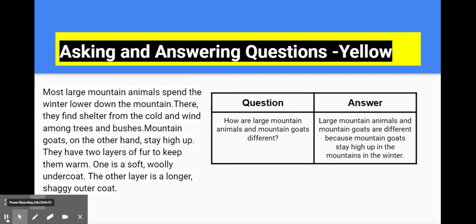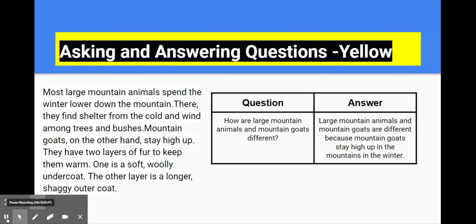Let's read our text. Most large mountain animals spend the winter lower down the mountain. There they find shelter from the cold and wind among trees and bushes. Mountain goats, on the other hand, stay up. They have two layers of fur to keep them warm. One is a soft, woolly undercoat. The other layer is a longer, shaggy outer coat.